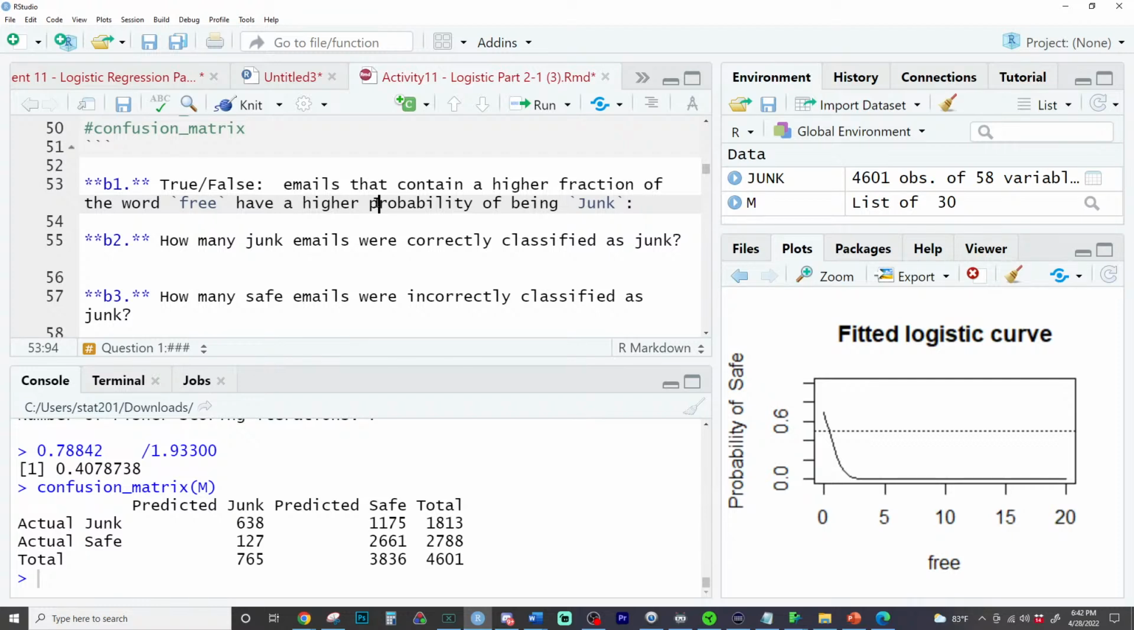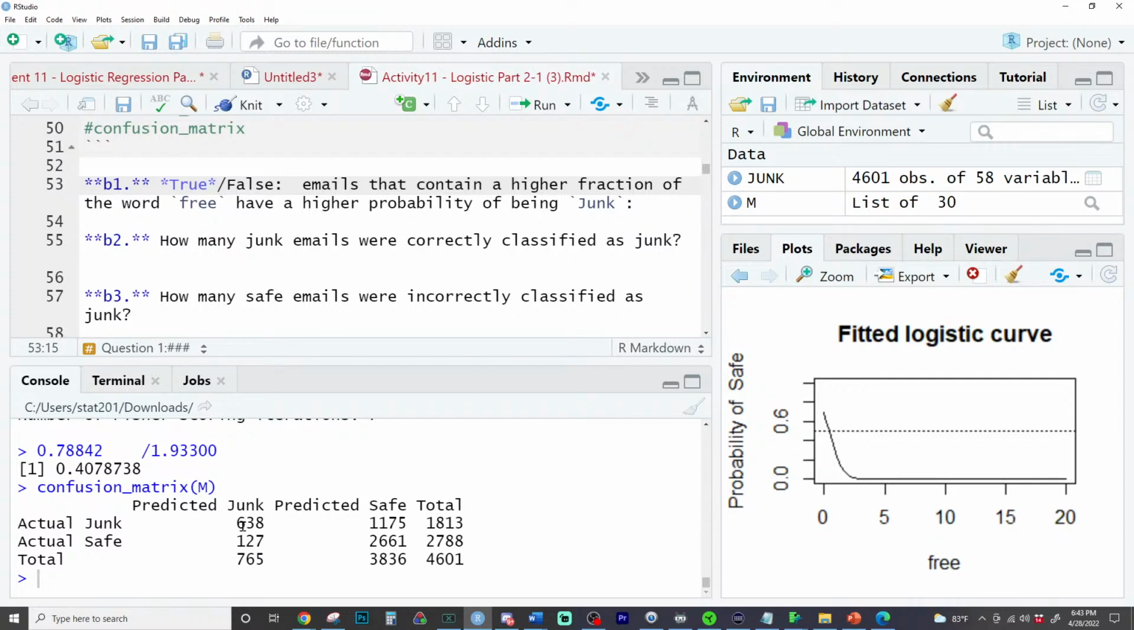That is very true, because they have a lower probability of being safe. The complement of safe is junk, so this is very, very true right here. We can put a star around it to make it bold for the moment. There we go. How many junk emails were correctly classified?